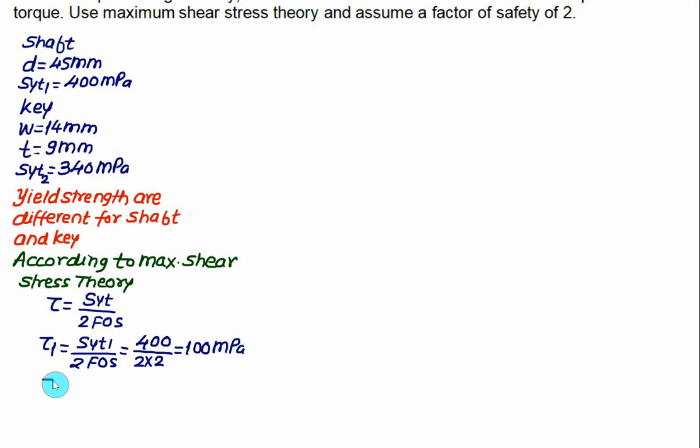Similarly, tau 2 is equal to SYT2 divided by 2 times the factor of safety. As far as the key is concerned, we have SYT equal to 340 divided by 2 divided by factor of safety equal to 2. So the permissible shear stress in the case of the key is equal to 85 megapascal.